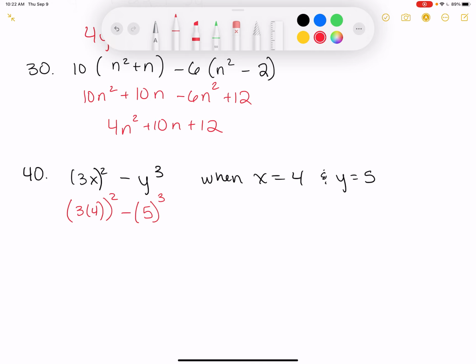So I've got 3 times 4, which is 12. 12 squared is? 144. Okay, 144. Minus 5 cubed is? 125. And that gives me what? 19.